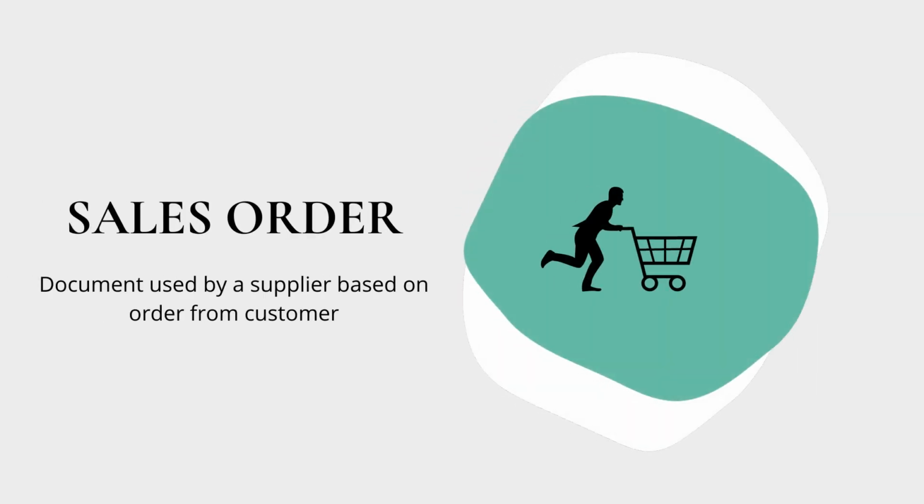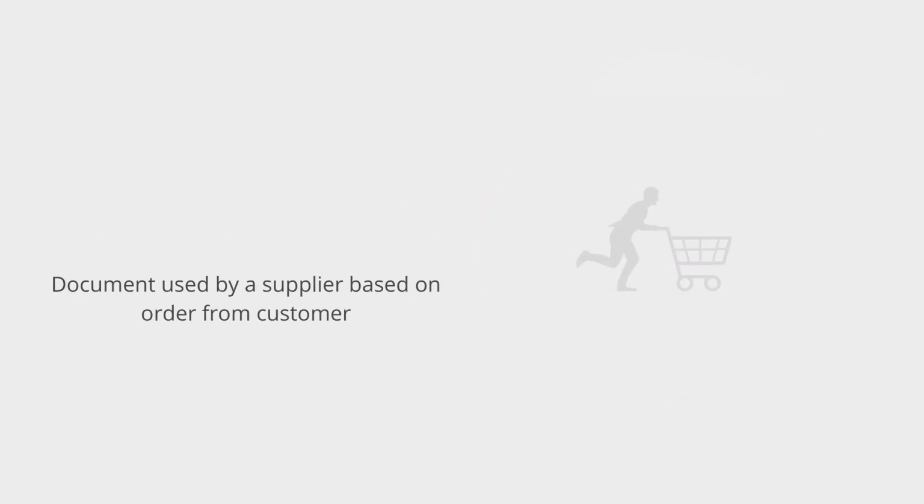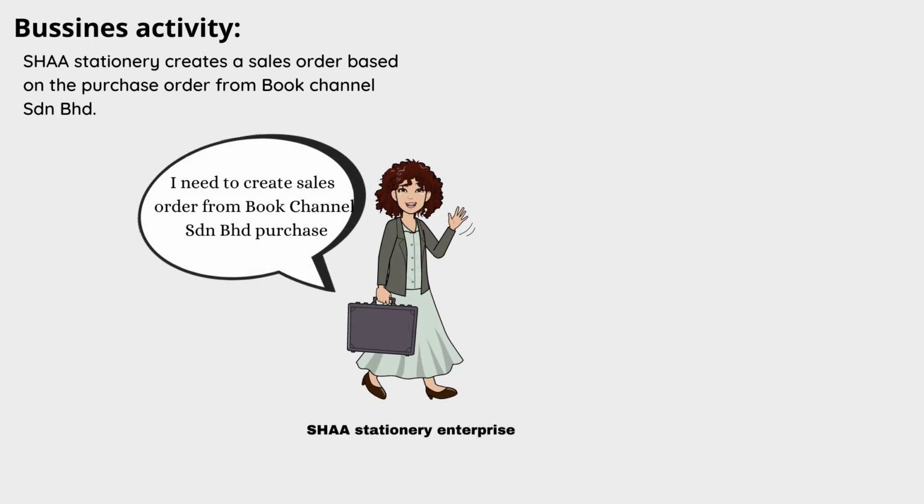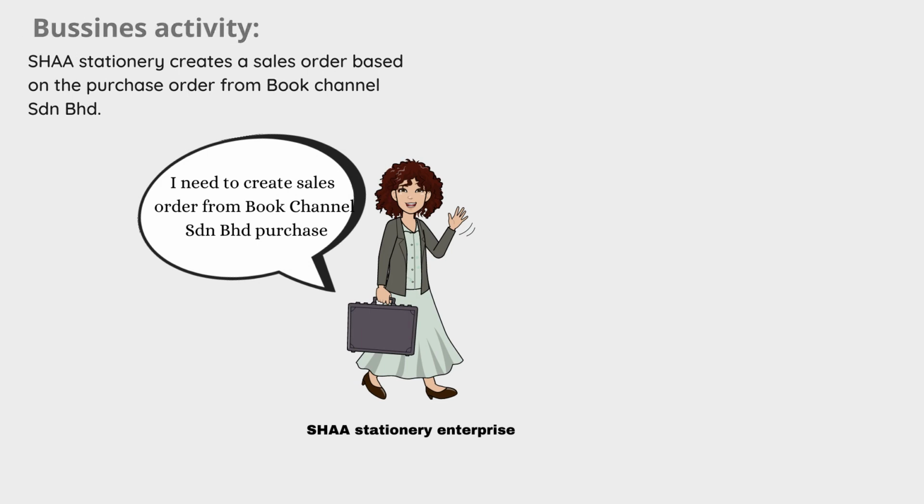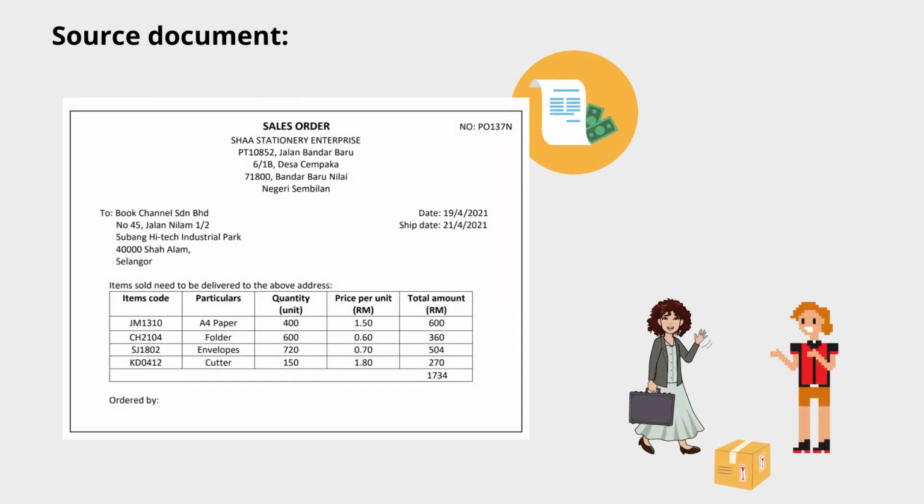Sales order. A sales order is a document used by a supplier based on an order from a customer. Business activity. Shah Stationery treats a sales order based on the purchase order from Book Channel. Shah Stationery writes down every detail about the items it wants to sell to Book Channel Sdn Bhd on their source document. A sales order will contain the date, item description, total value of orders, details of expected delivery, terms of discount, and the name of the person in charge.